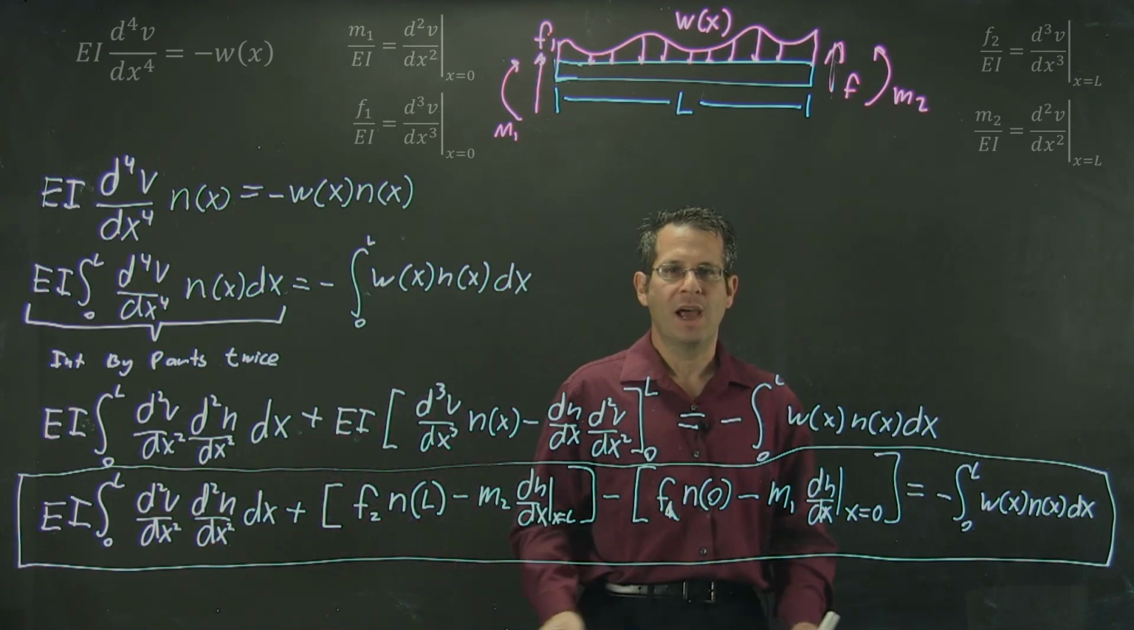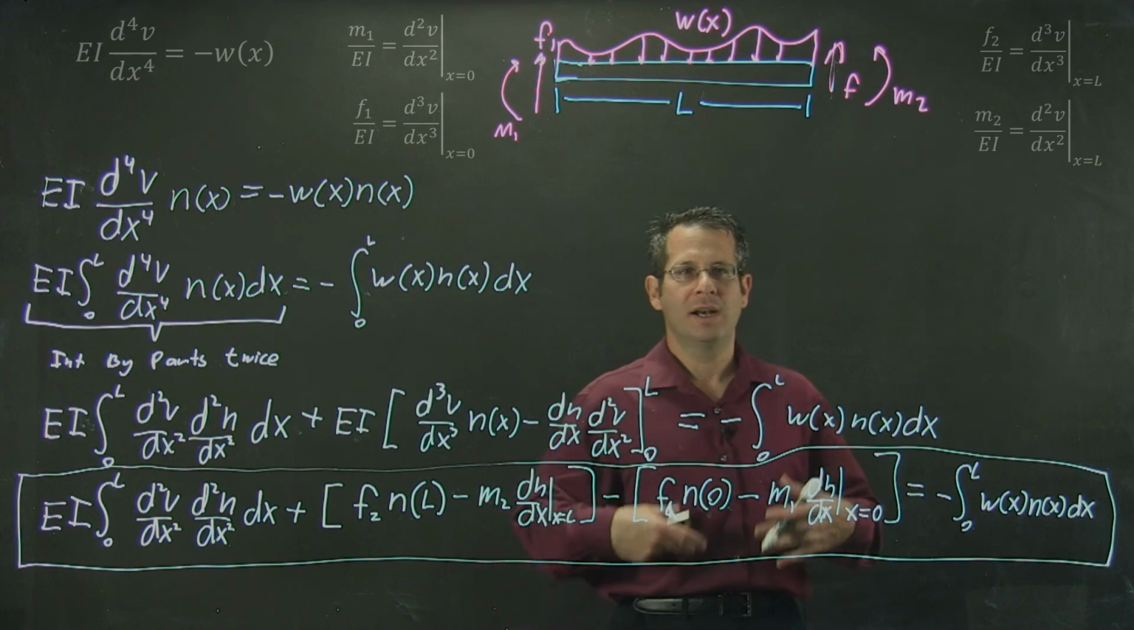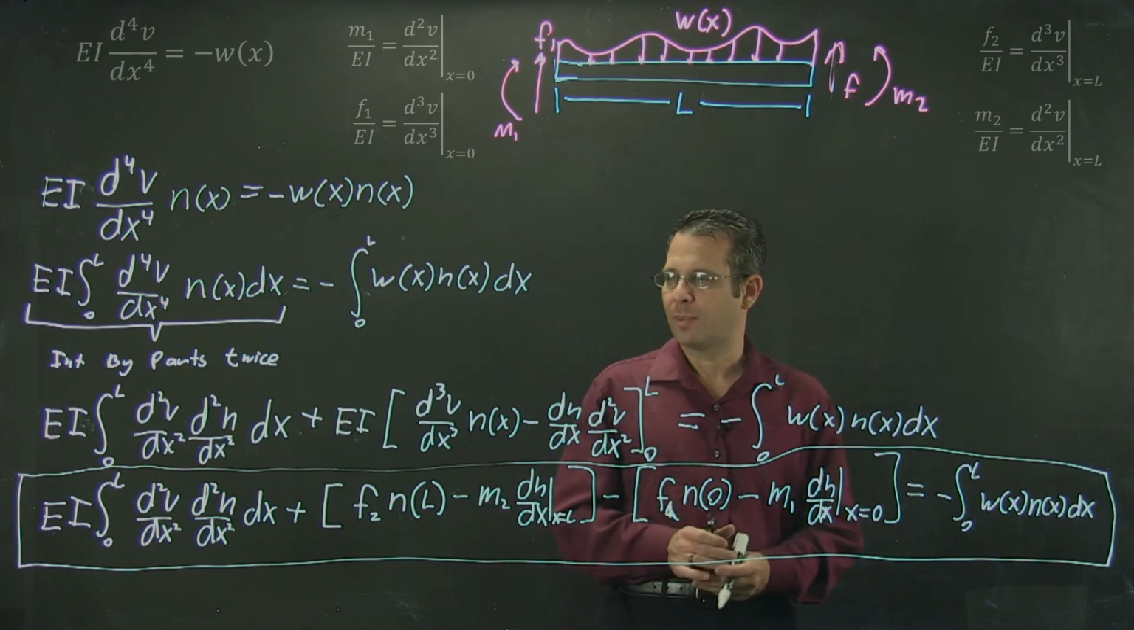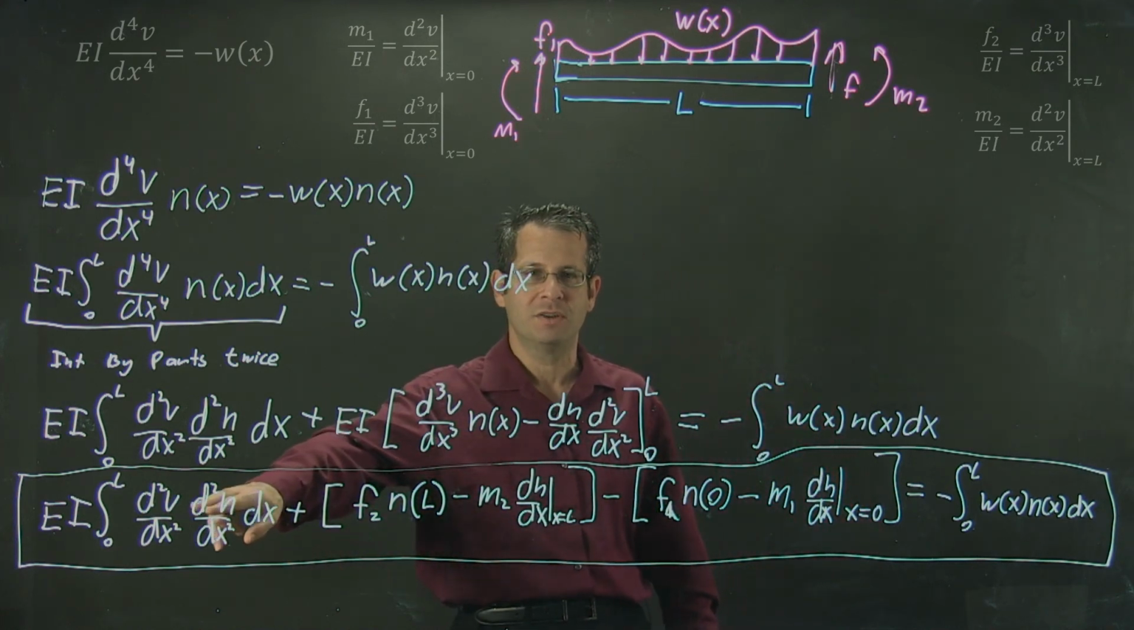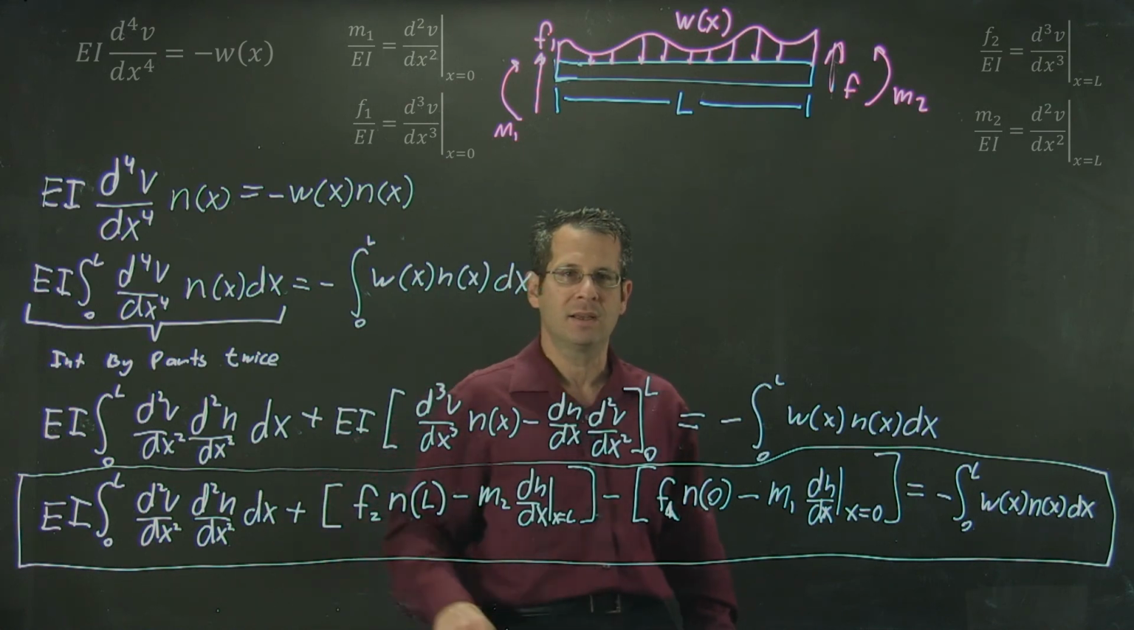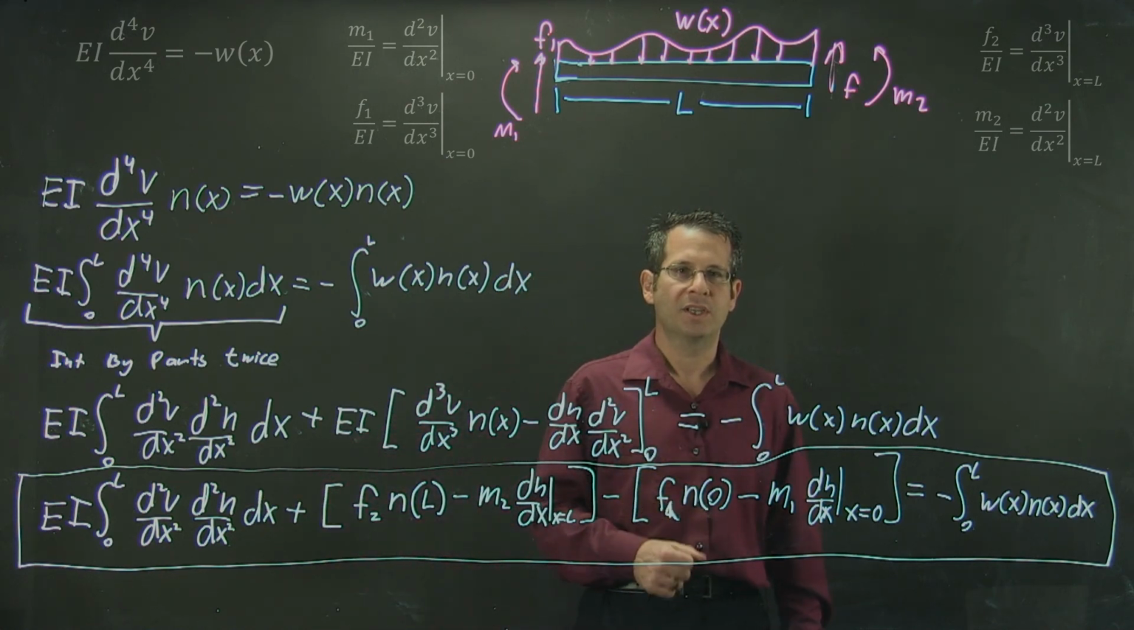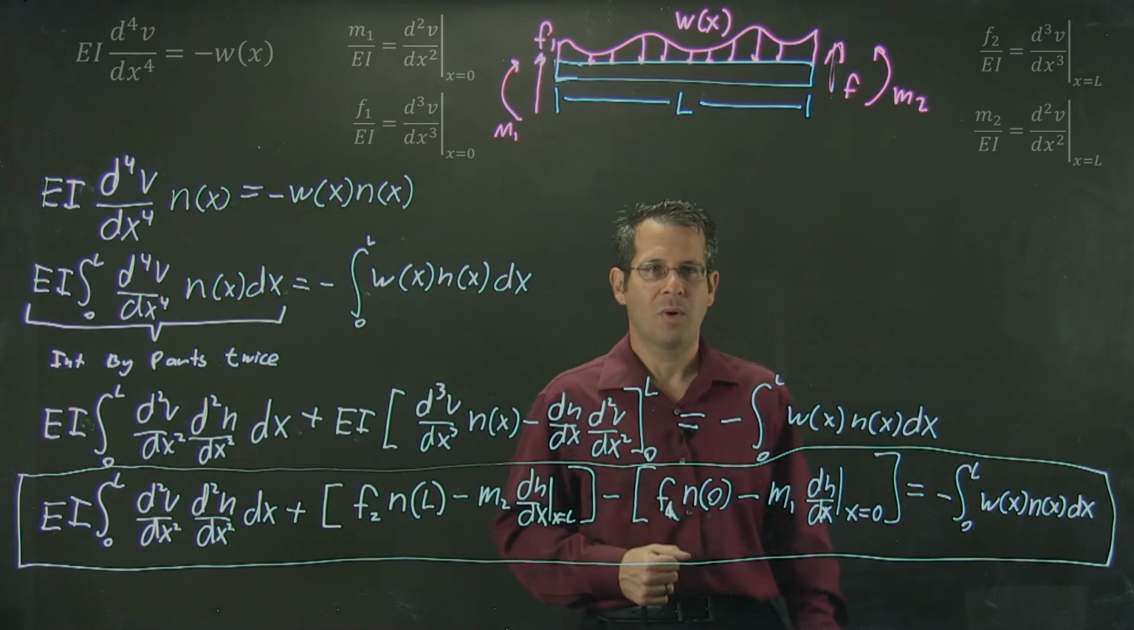All right, so now we've arrived at the weak form. In our next video, we will make certain approximations to both the function v and the functions n, and in doing so, arrive at Galerkin's method.